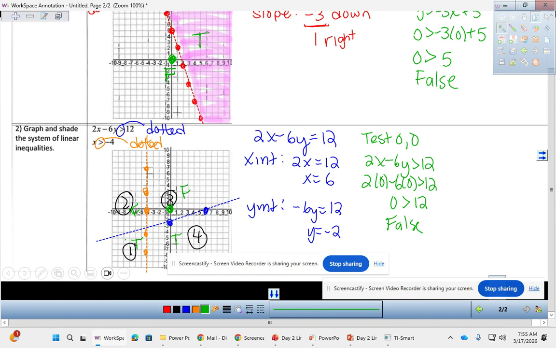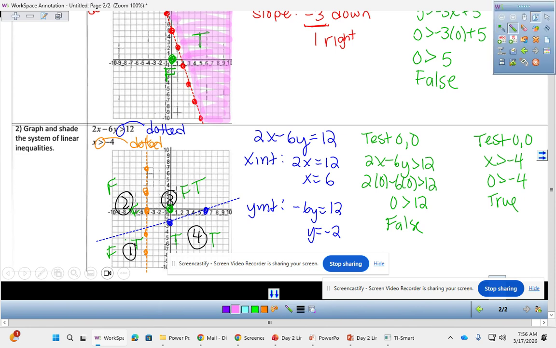Now I want to test 0, 0 again, but I want to test it on x is greater than -4. So 0 is greater than -4 is actually true. So I'm looking at this line. This point is true. So this area is true as well, which means this is false and this is false. Okay? So I am looking to shade the region that's got the double true, which looks like it's region 4.